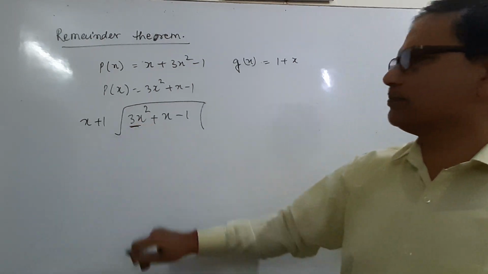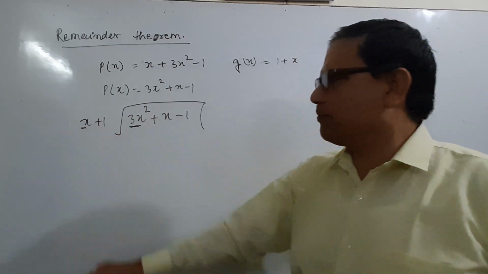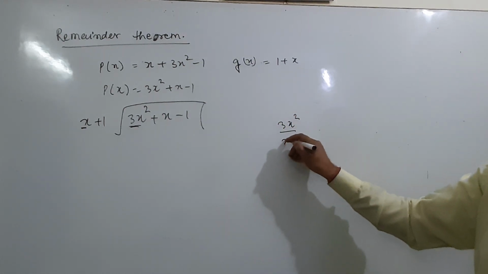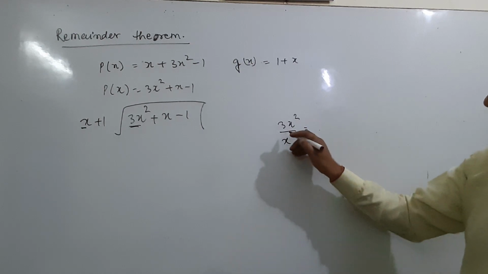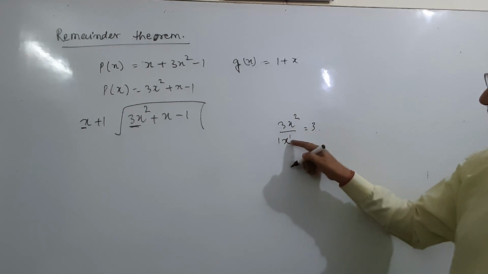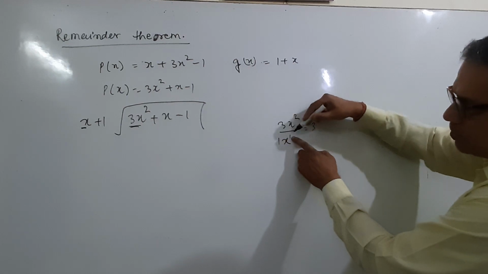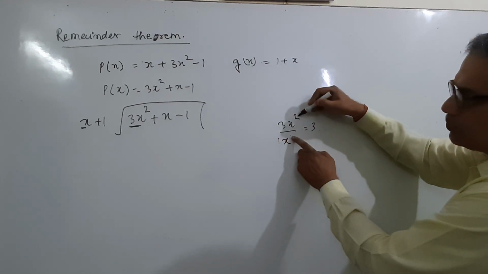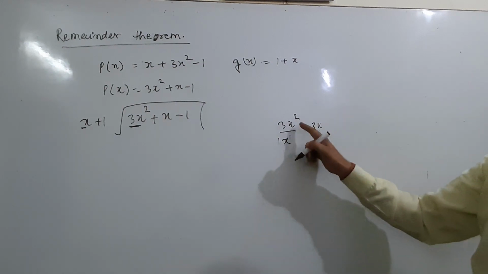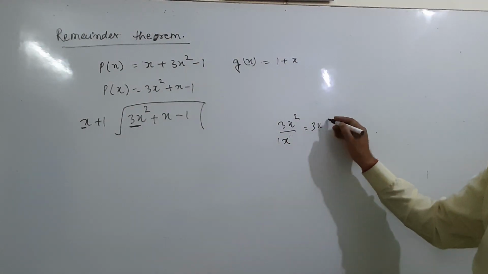The first term of p(x) is always divided by the first term of g(x). 3x square divided by x is equal to, what is your answer? This 3, or even 3 divided by 1, it is 3. Here is x power 2, here is x power 1. By the law of exponents, we subtract 2 minus 1. So what is left? x. x power 2 divided by x power 1 leaves only x power 1.